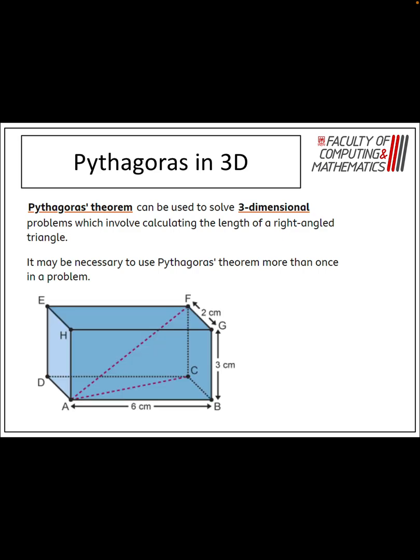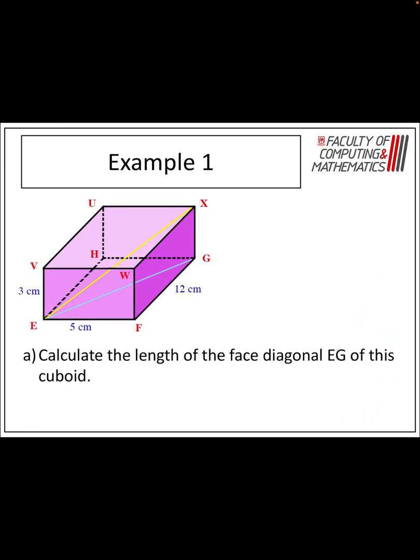So as you can see, the rectangle at the bottom, now the rectangle I'm talking about is ADCB. Okay, that AC is a face diagonal, it's on the face of the rectangle, whereas AF, that line there, is a space diagonal. Okay, so space diagonal cuts all the way through the cuboid, face diagonal is on the face of the rectangle.